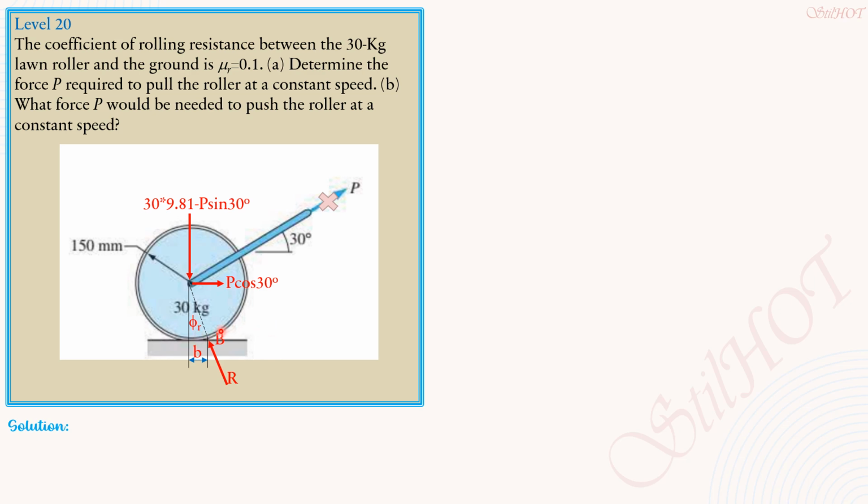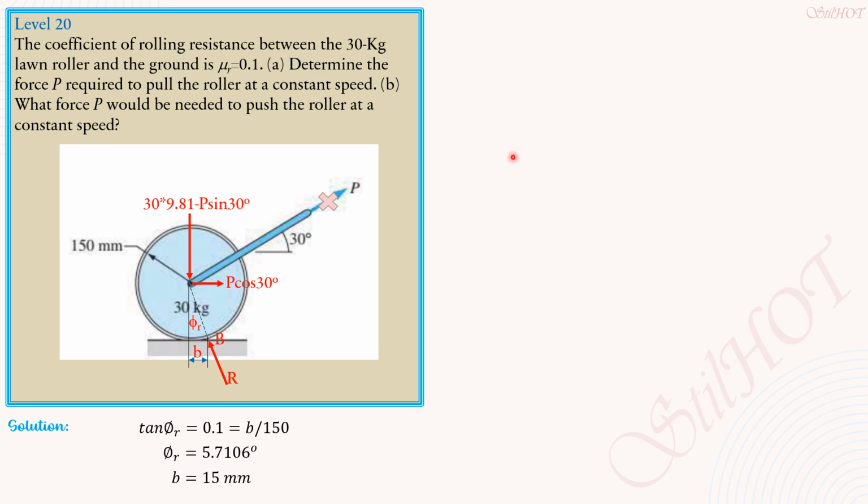So tangent of P sub r is 0.1, and it is equal to B over the radius of the wheel, 150 mm. So P sub r in degrees is 5.7106 degrees, and B is 0.1 times 150, so it is 15 mm.